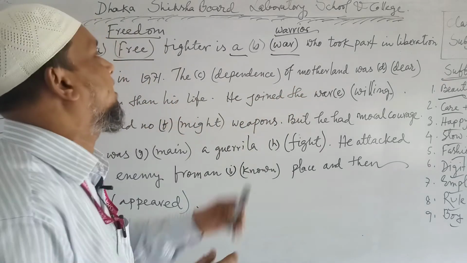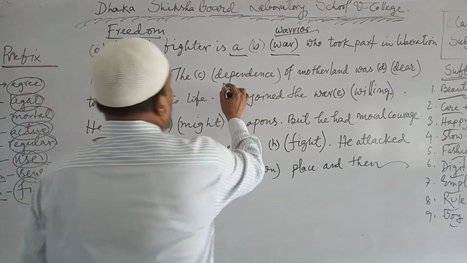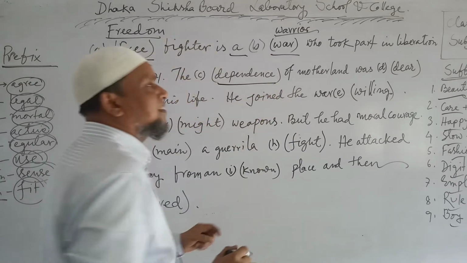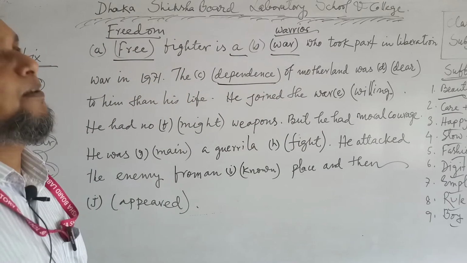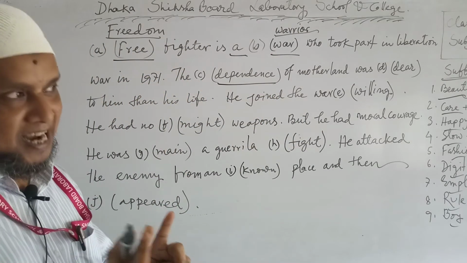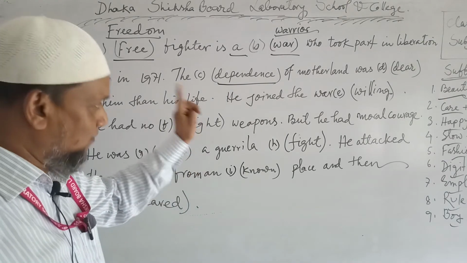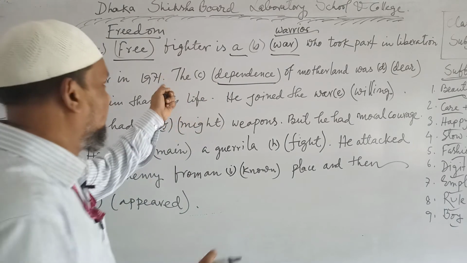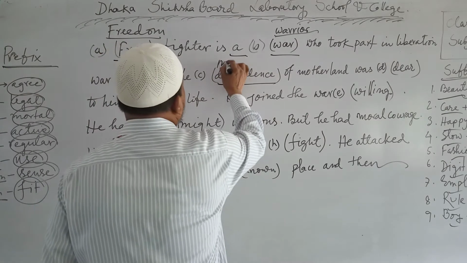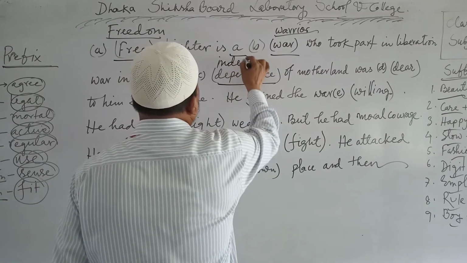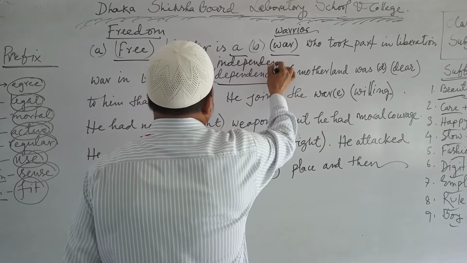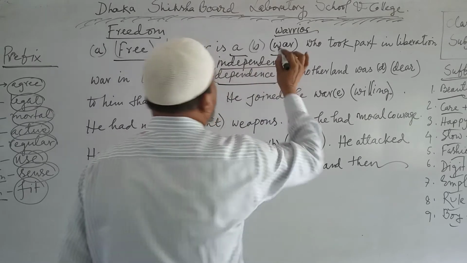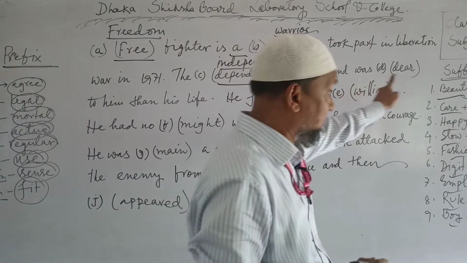Now, the dependence actually of motherland was there to him than his life. The word dependence means to depend on others. But if we want to make the country free, the word must be opposite. So the independence. The independence of motherland was there.